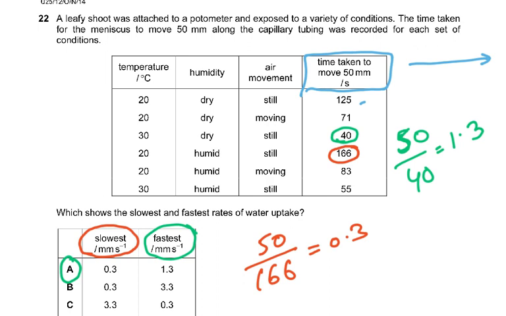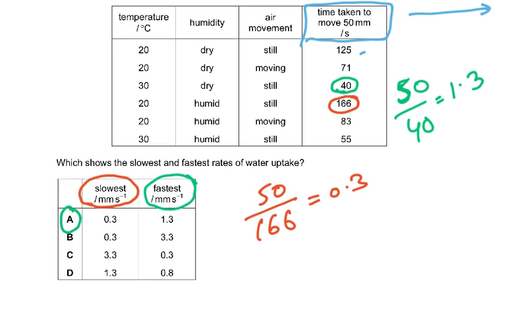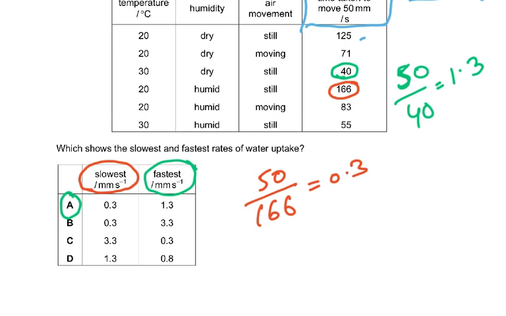Now, the slowest would be the one taking the longest time to move 50 millimeters. So that was 166, so 50 divided by 166 is 0.3. And then the shortest was 40. So it took only 40 seconds to move 50 millimeter. So that was the shortest time. So 50 over 40 will be 1.3, and that's why the answer was A. Please understand, I've done the working here for you all to understand this.